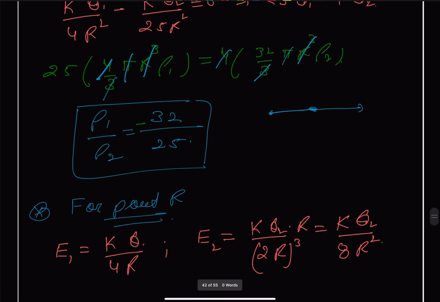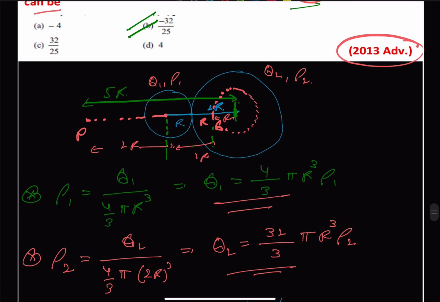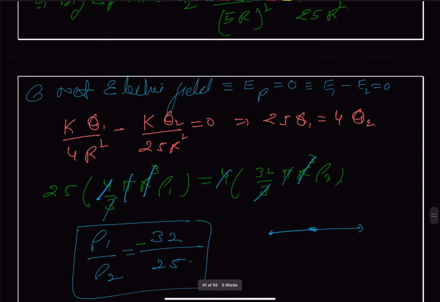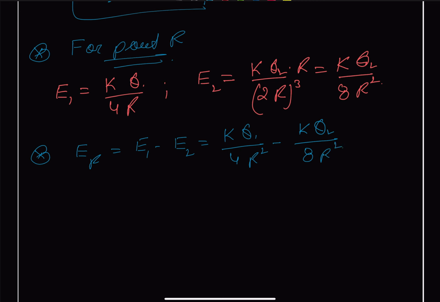For the larger sphere, we have to remember that the point is inside the bigger sphere. So in proportionality, the charge is going to change, and obviously the electric field is going to change. And the net electric field at R will be equal to, once again, E1 minus E2. This will be coming as k Q1 divided by 4R square minus k Q2 divided by 8R square, and it is said to be equal to 0.